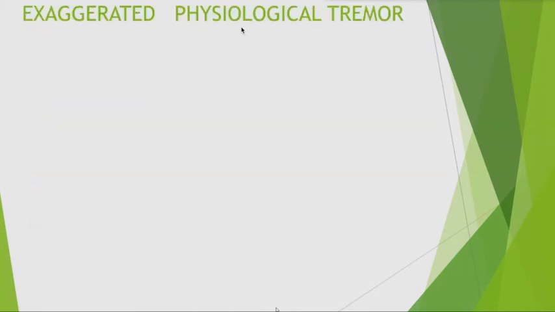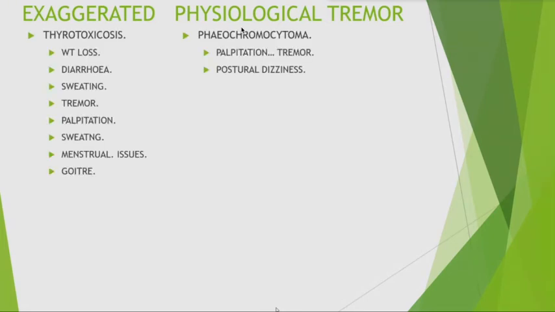So coming to the enhanced physiological tremor. You mentioned physiological tremor. What are those situations where you get enhanced physiological tremor? Chronic anxiety, hyperthyroidism, excess alcohol intake, caffeine intake. Very good. So thyrotoxicosis, how do you diagnose? The features are well known to you: tremor, tachycardia, diarrhea, weight loss, sweating, palpitation, menstrual issues. What menstrual issues do they have in thyrotoxicosis? Amenorrhea, that's right.